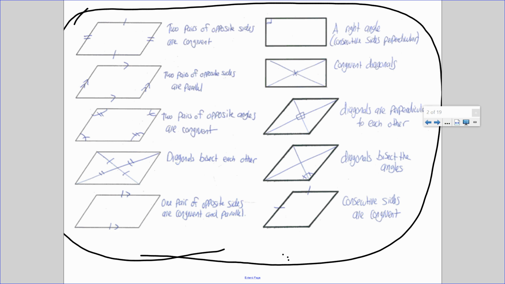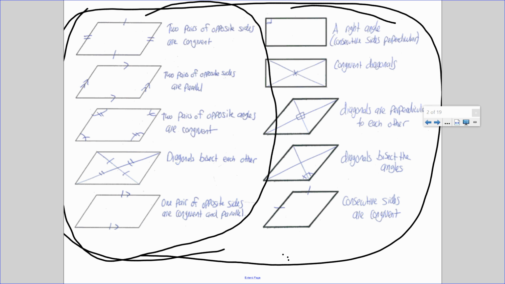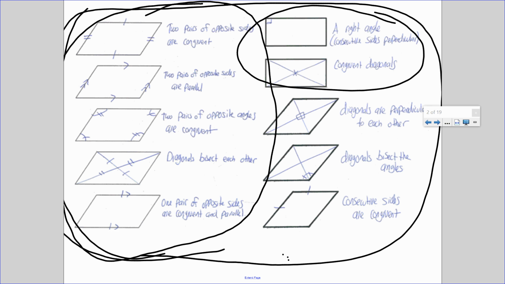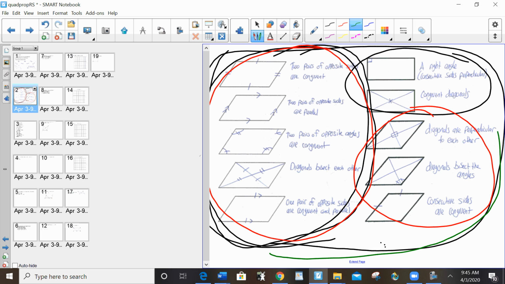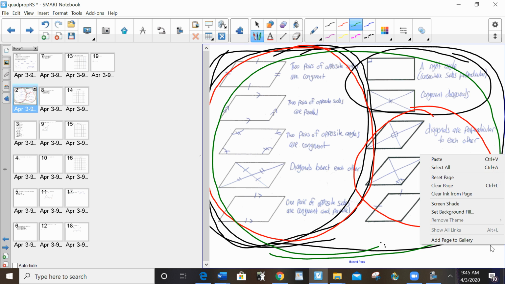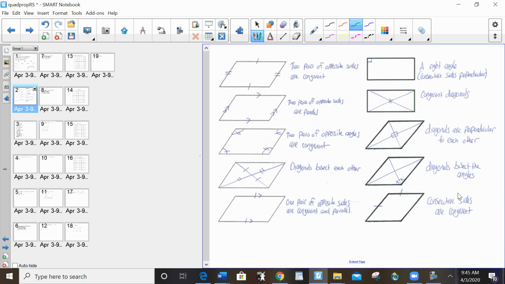These are all the properties of the parallelogram. A rectangle has these properties and these properties. A rhombus has these properties and these properties, and a square has all of them. You need to know that. You need to know how they're related to each other to prove a parallelogram.